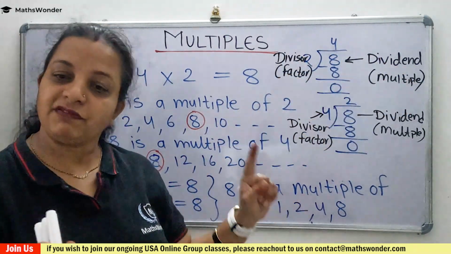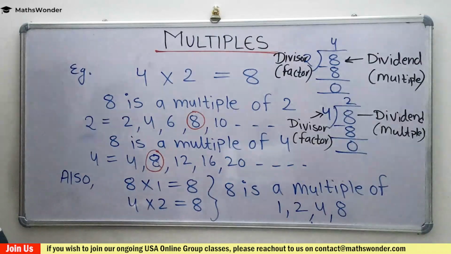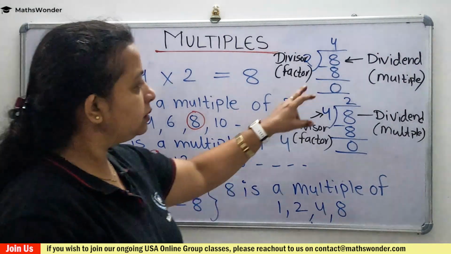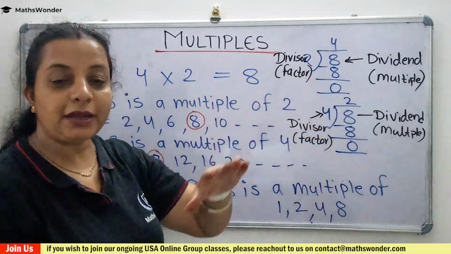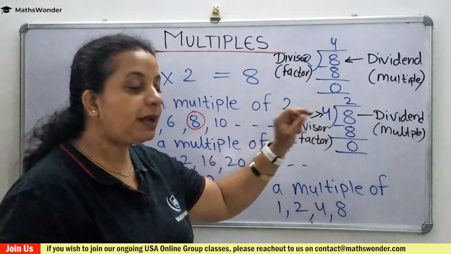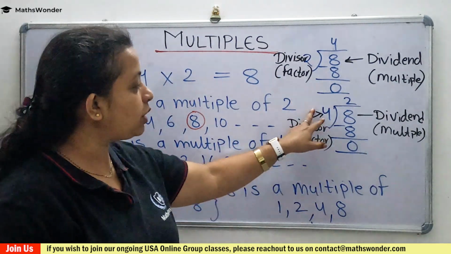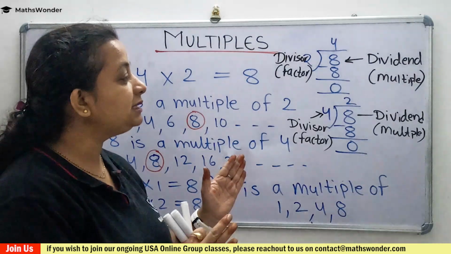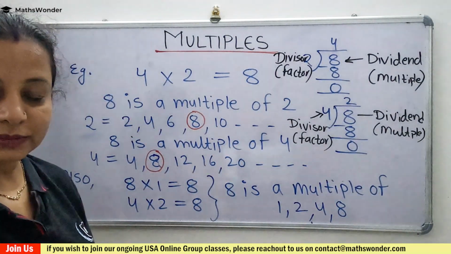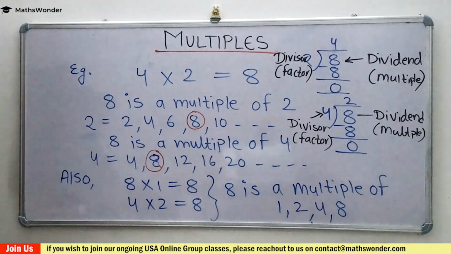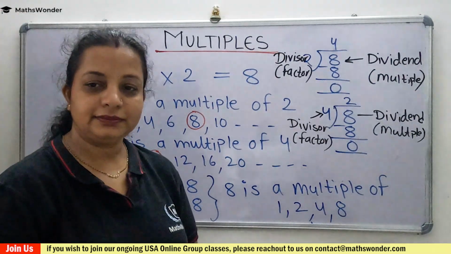Otherwise not. First of all, suppose I ask the question: is 8 a multiple of 2? Yes, of course, because the remainder is 0. My next question: is 8 a multiple of 4? Yes, of course, because 0 is the remainder. That means we can say that yes, 8 is a multiple. So you have to find out if it is a multiple: if the remainder is 0.